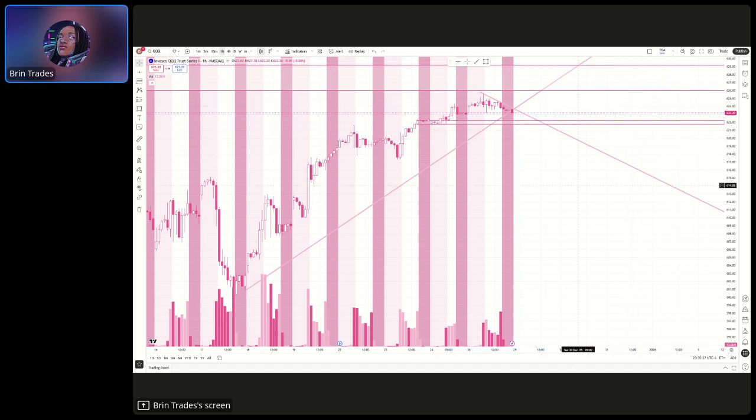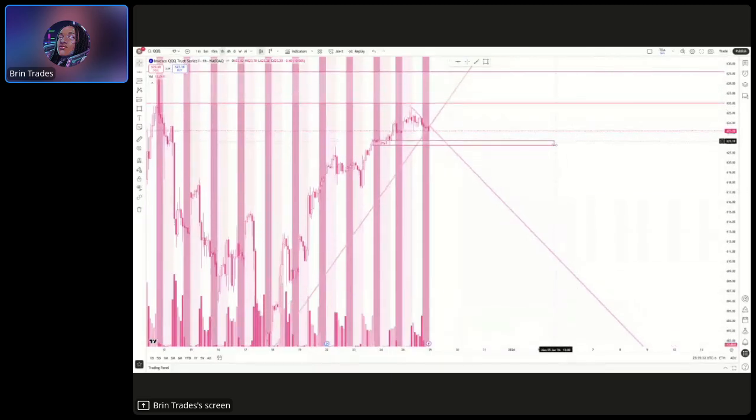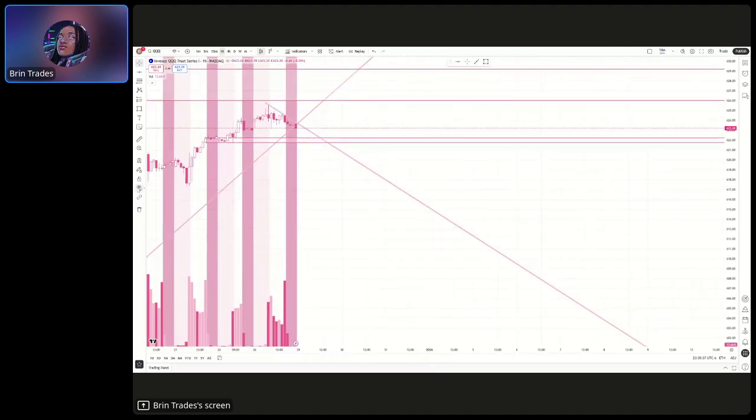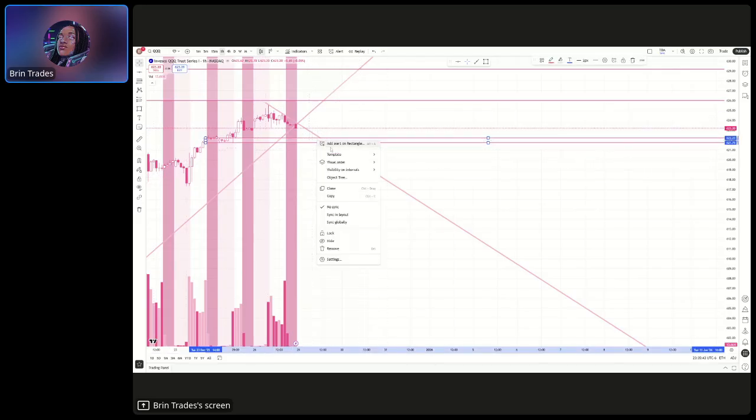All right. I know it looks a little messy, but those are just areas that can be looked out for. You can always take them out and just be alerted when price touches your zone. You can just add the alert on the triangle, literally on the zone.